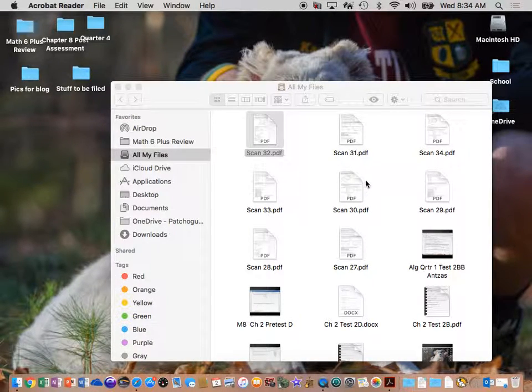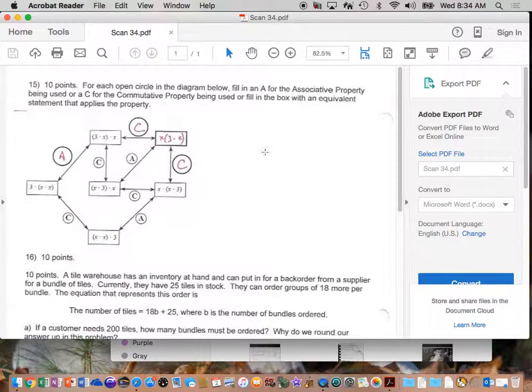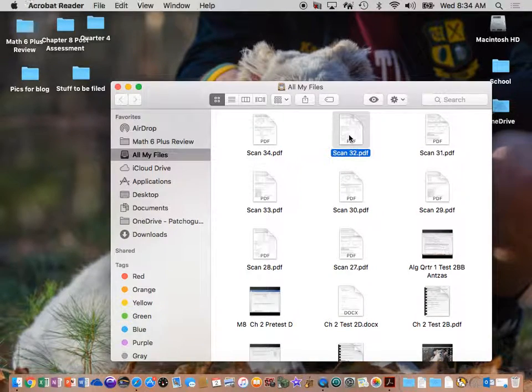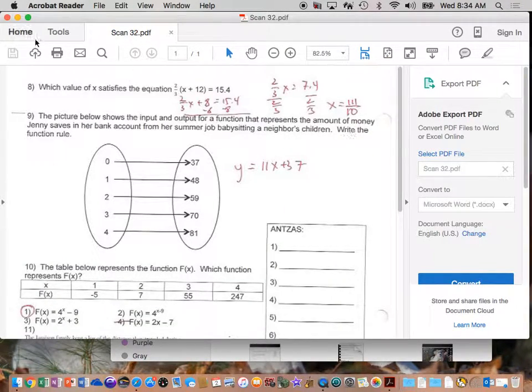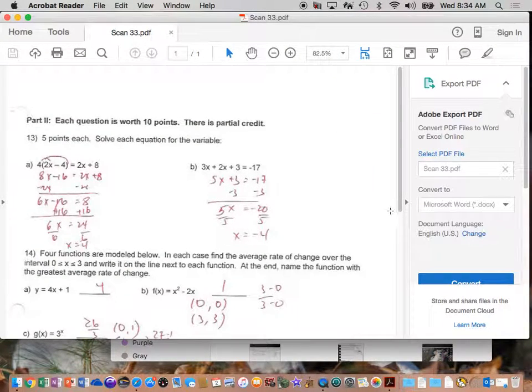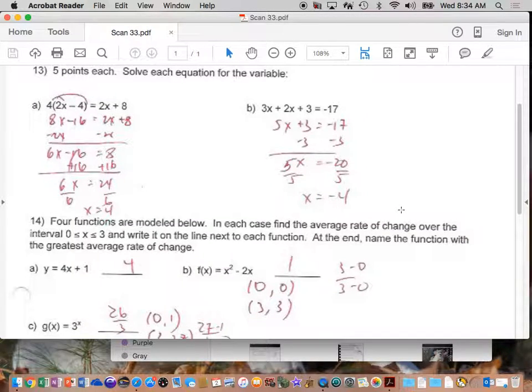32, 33, 34. Oh, this is the wrong one. I don't want 34 yet. Let's see if this is it. No, we just did that one. All right, here we go. Next up. Take a look. What does A say?